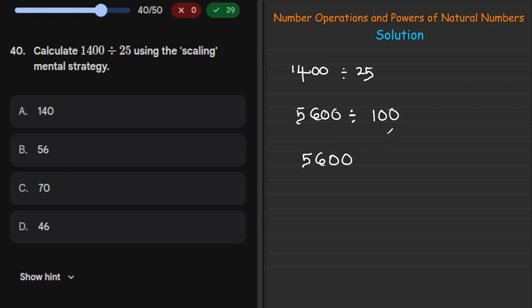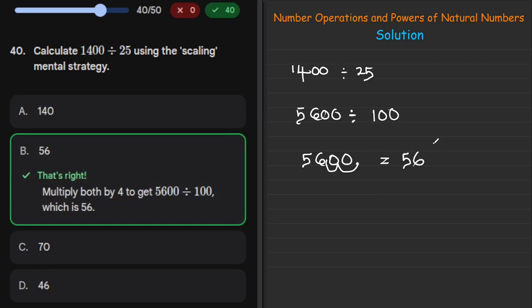So with this, we have gotten a number divided by 100. And when it comes to division by 100, it is just about moving our decimal places a number of times. So we have our decimal point here, and since it is by 100, we move it 2 times to the left because we are dividing, to give us a 56. And that is B. As simple as that.